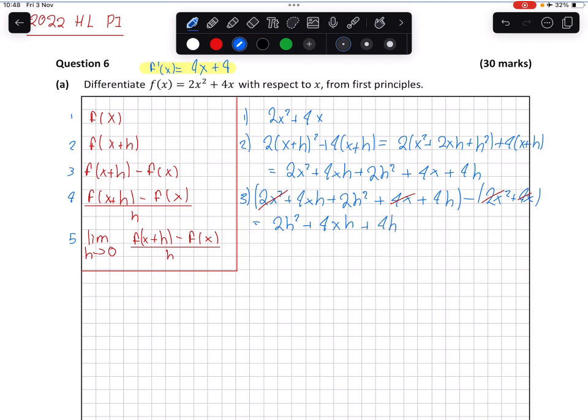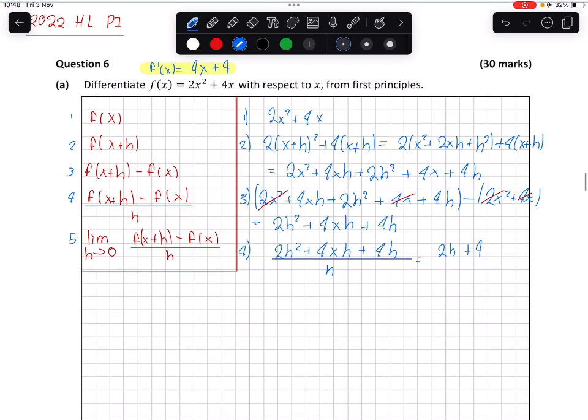Step 4, we're going to divide by h. So we have 2h squared plus 4xh plus 4h. Divide this by h. Well, h goes into h squared h times, so this is going to be equal to 2h. H goes into 4xh, well, the h is just cancelled out, so we get 4x. And h goes into 4h once, so we just get 4.